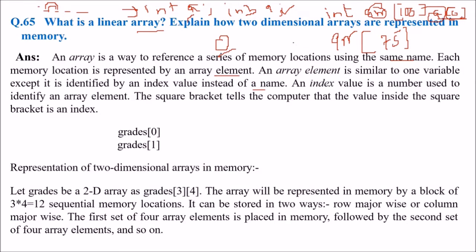And it goes up to n minus 1, that is 99 it will go. The square brackets tell the computer that the value inside the square bracket is an index. This is the first one, this is the second one.